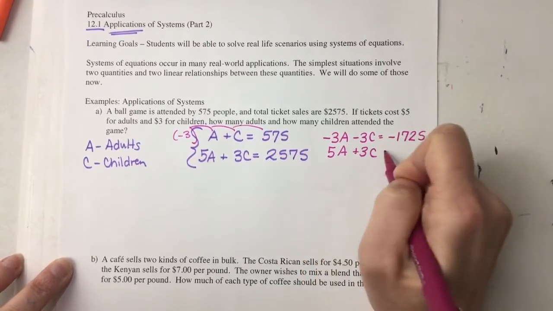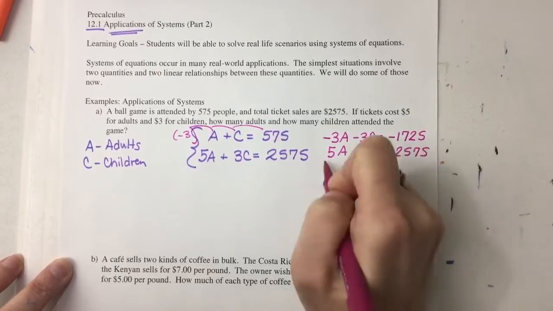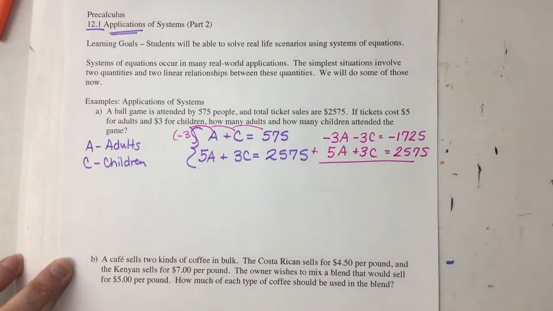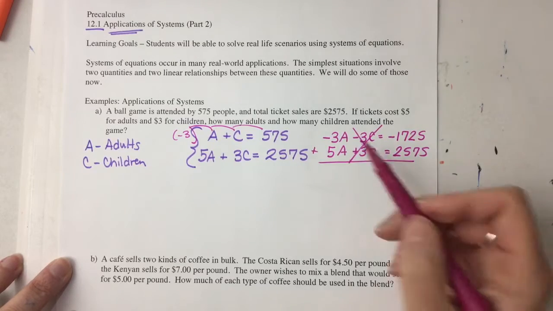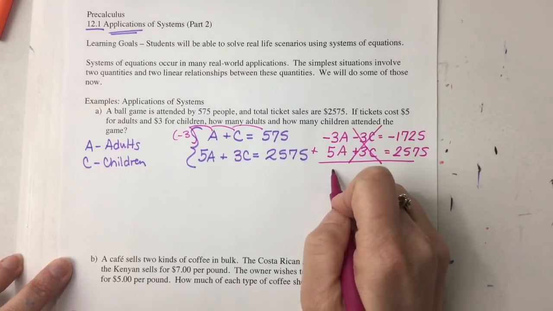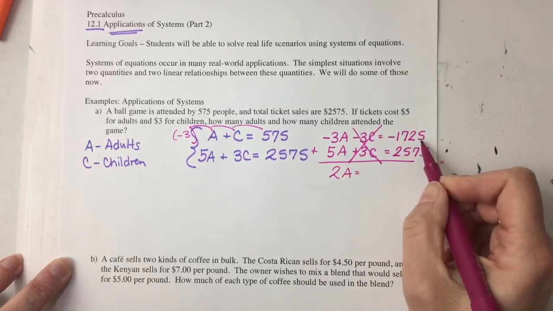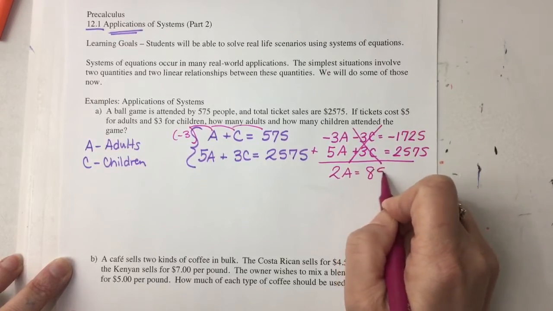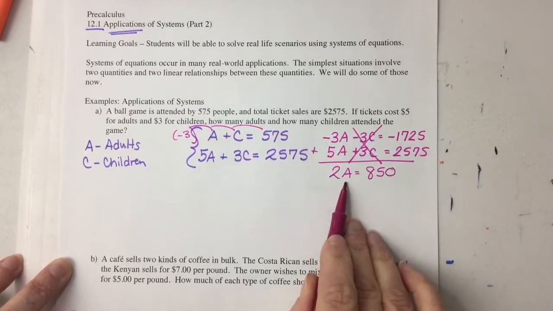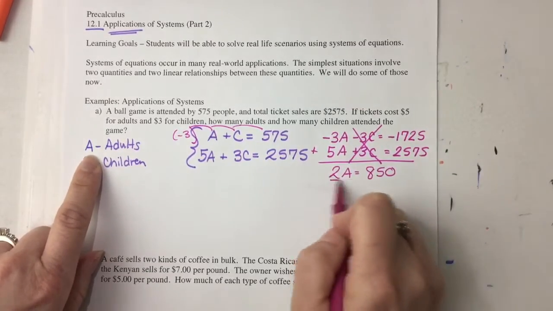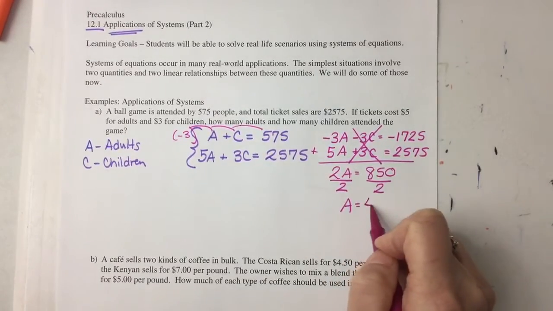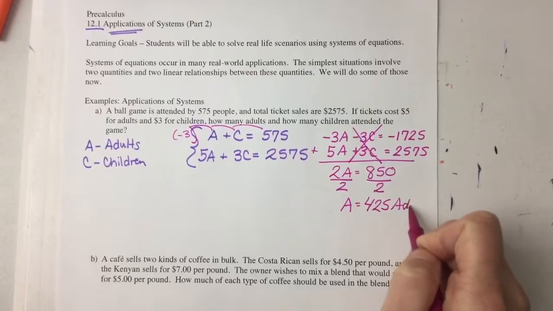Now the second equation I am not changing. The reason why I'm not changing this is because if you look in front of the C, I have opposites. They're both a 3, but one's positive, one's negative. So now when I add these together, the C will be eliminated, and that's why it's called the elimination method. -3A plus 5A is 2A. -1725 plus 2575 is 850. To solve for A, which represents the number of adults that attended the game, simply divide by 2. 850 divided by 2 is 425 adults.